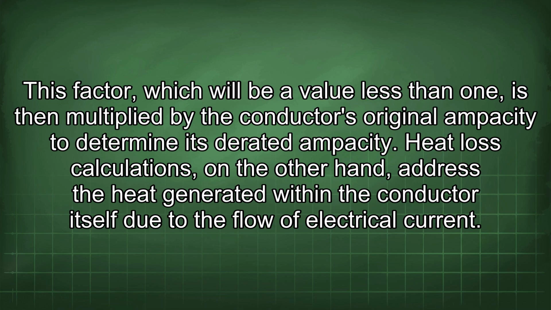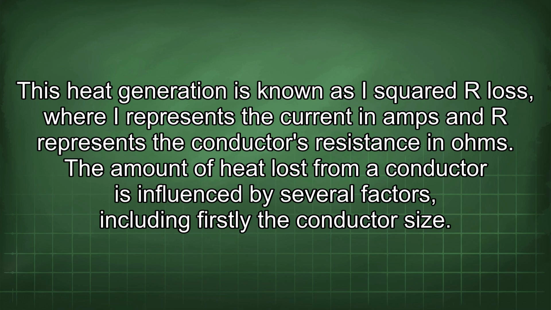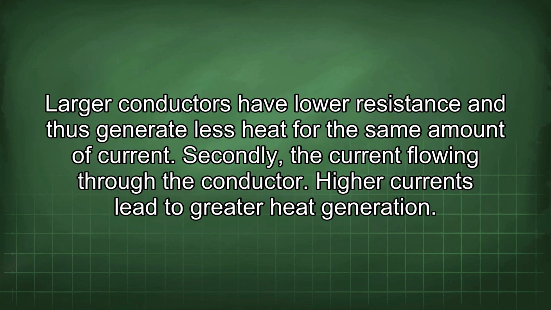its derated ampacity. Heat loss calculations, on the other hand, address the heat generated within the conductor itself due to the flow of electrical current. This heat generation is known as I²R loss, where I represents the current in amps and R represents the conductor's resistance in ohms. The amount of heat lost from a conductor is influenced by several factors, including firstly the conductor size. Larger conductors have lower resistance and thus generate less heat for the same amount of current. Secondly, the current flowing through the conductor. Higher currents lead to greater heat generation.